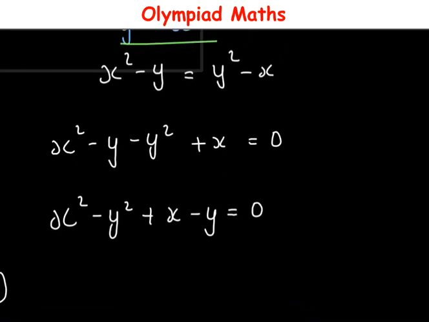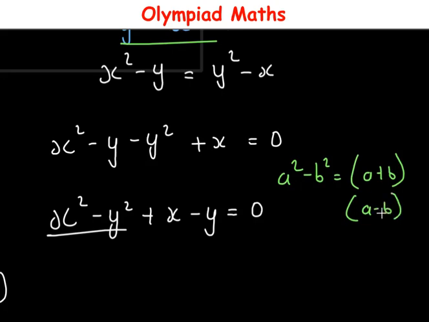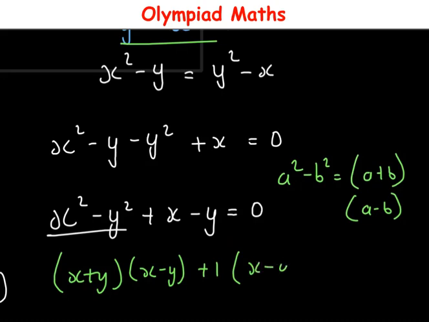Looking at this right here, this is in the form of difference of two squares. So if you have a squared minus b squared, this equals, in brackets, a plus b multiplied by a minus b. So this becomes, in brackets, x plus y multiplied by x minus y. Then we are going to factorize out plus 1 from this. We are left with x minus y, and this equals 0.